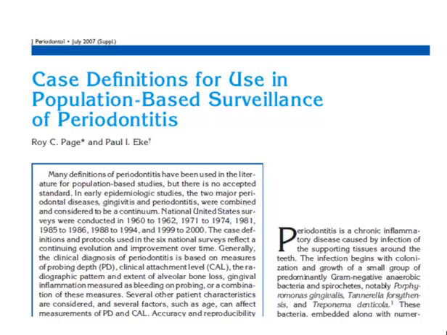Page and Ecke explained the problem in their July 2007 Journal of Periodontology paper by stating, quote, "Many definitions of periodontitis have been used in the literature for population-based studies, but there is no accepted standard." What this means in practical terms is that two clinicians could describe a disease state of a patient differently, where in an extreme example, one clinician's targeted state of improvement following treatment could be another clinician's starting point indicating treatment.